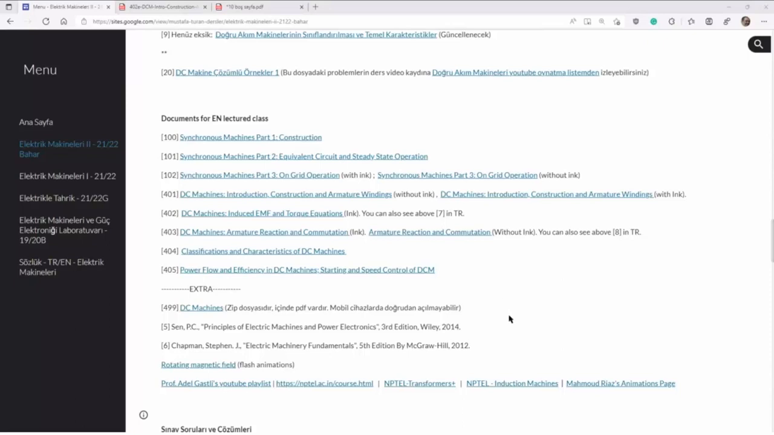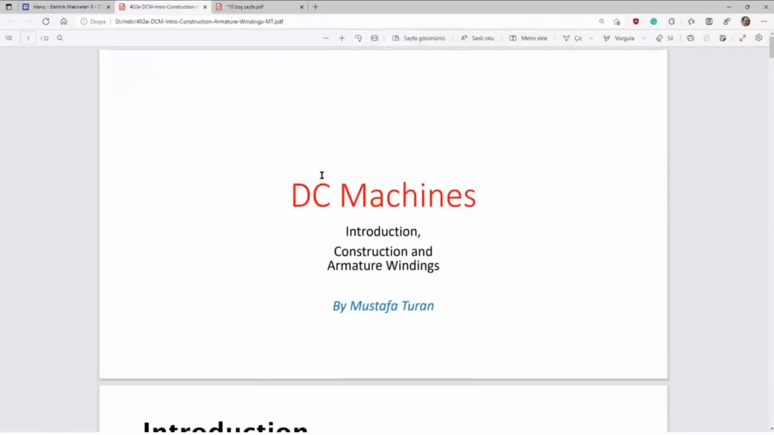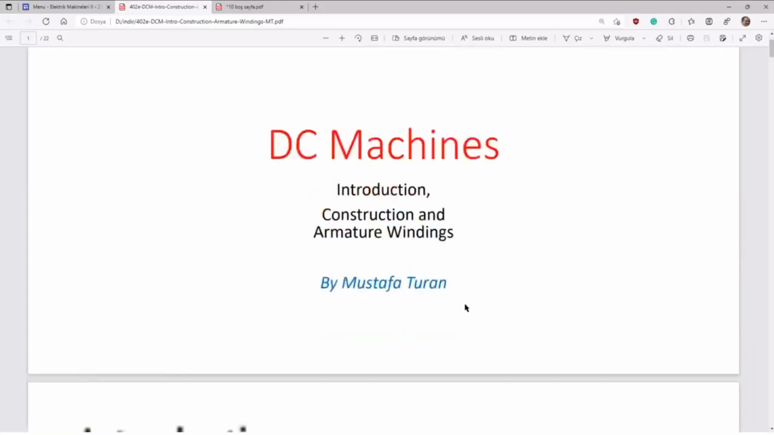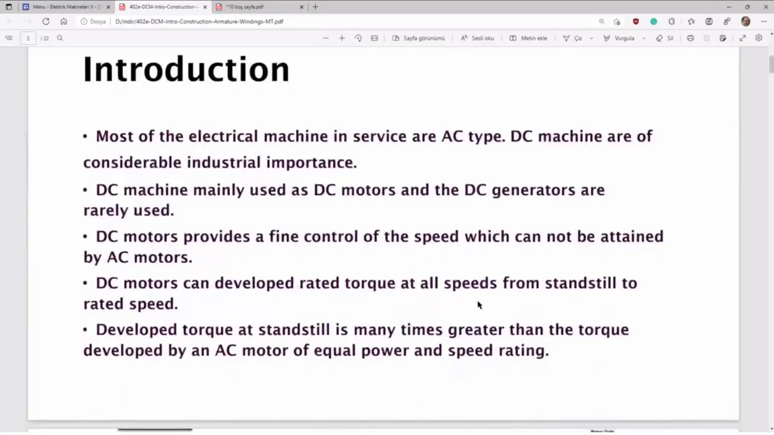Now, ladies and gentlemen, we start direct current machines. In this introduction, I will use that file I have downloaded. Here it is. Let's start DC machines. First, make an introduction and then talk about construction and armature windings. Let me introduce the machine first.